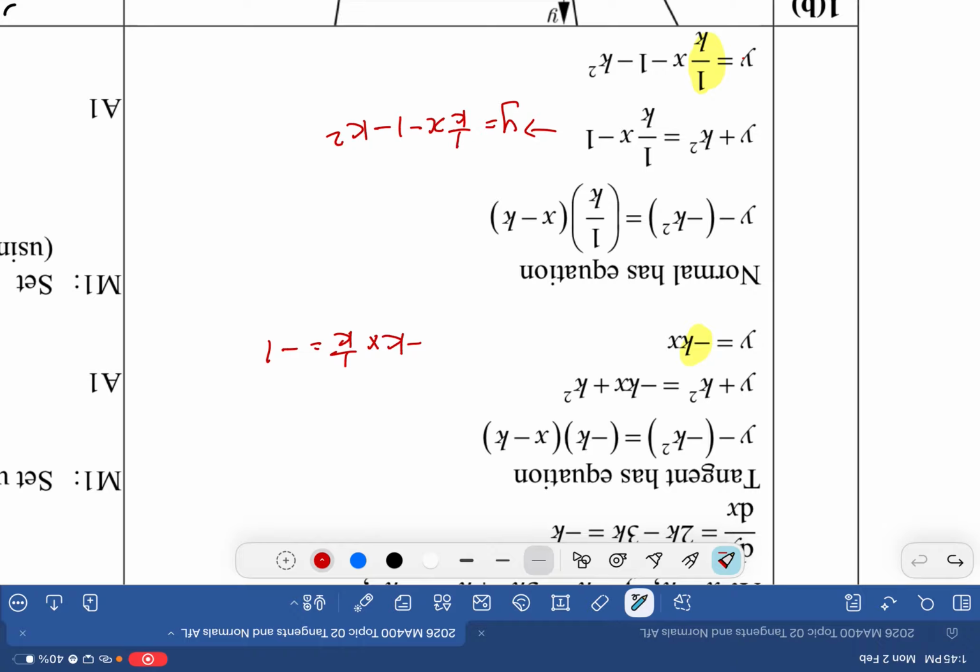No need to use distance formula. You see a diagram, right? Just see the distance between the 2 points.